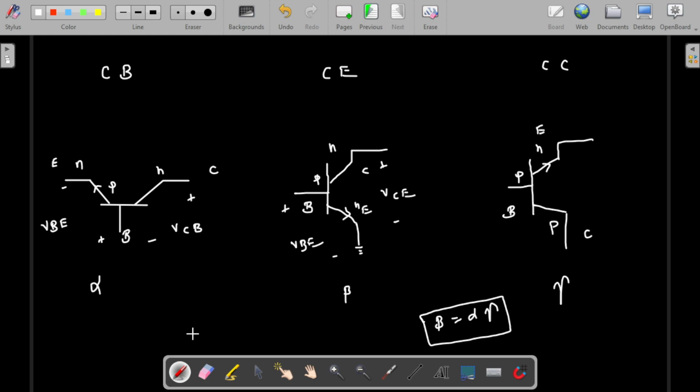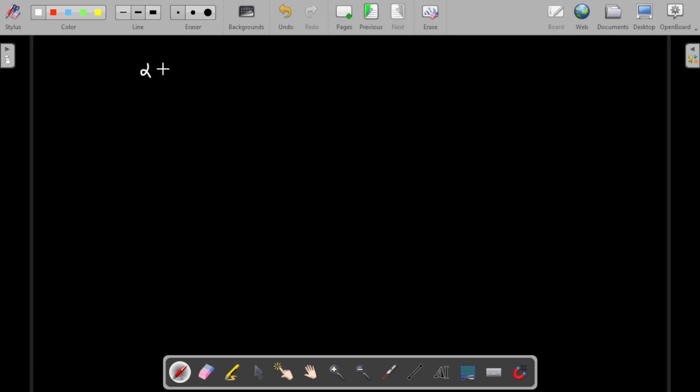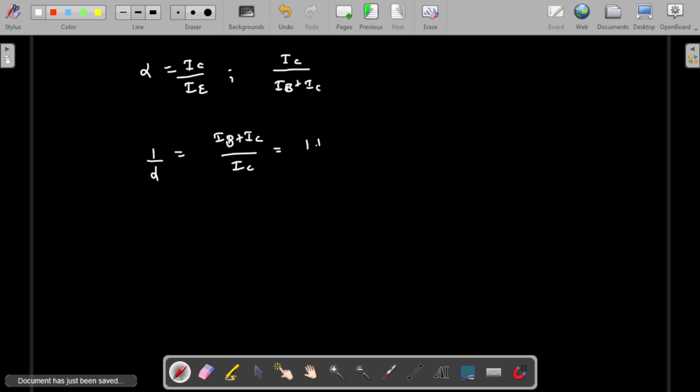From here, let us draw one more relationship. We know that alpha is equal to IC divided by IE, and IE can be written as IB plus IC, right? So 1 by alpha is equal to IB plus IC divided by IC, which can be split into 1 plus IB divided by IC. This IB by IC is equal to 1 divided by beta. So this is 1 plus beta divided by beta.